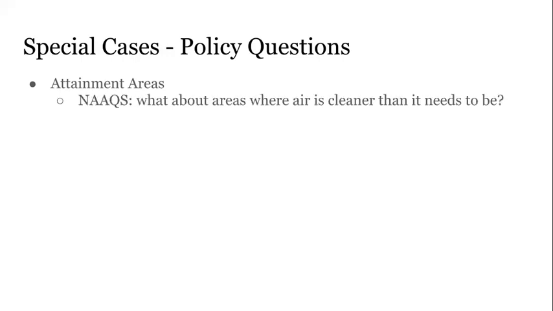Here's a couple of special cases, policy questions that we can talk about. Larger questions for public control, where we think on a larger scale in terms of attainment areas. This is under the Clean Air Act, national ambient air quality standards. One of the things we can think about, putting on our policy hats, is what about areas where air is cleaner than it needs to be?